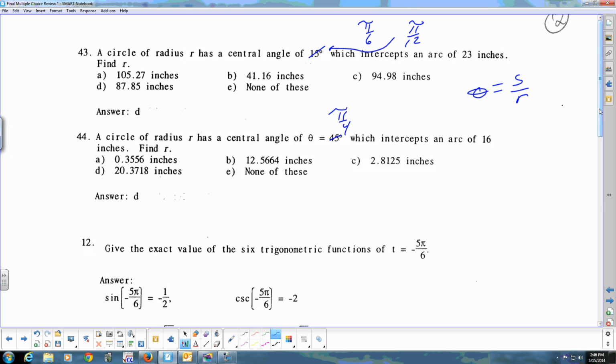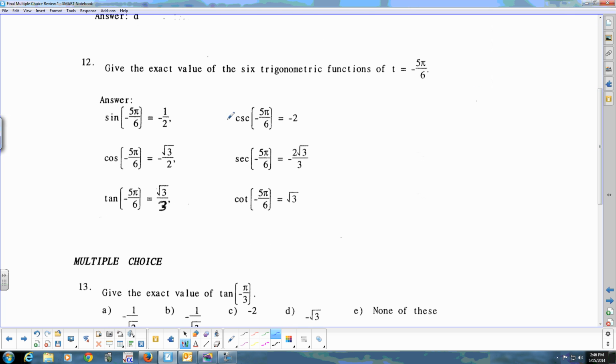All right, switching gears now, different topics then. Find the exact values of the 6 trig functions when t equals negative 5 pi over 6. That t is the same thing as theta, you guys. So if t is bugging you, that's just your angle. Okay, positive 5 pi over 6 is the same thing as 150 degrees.